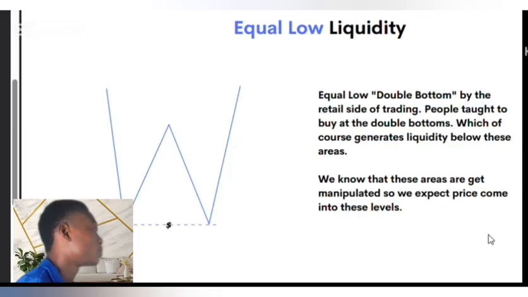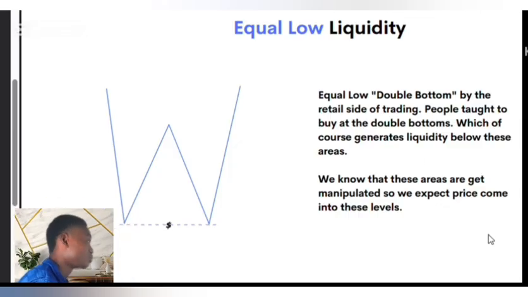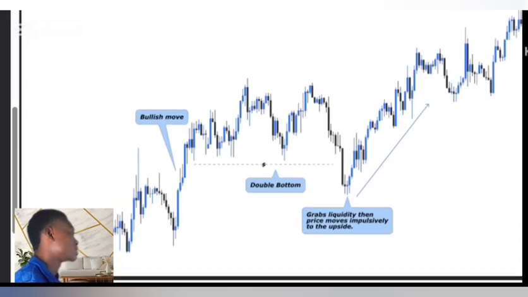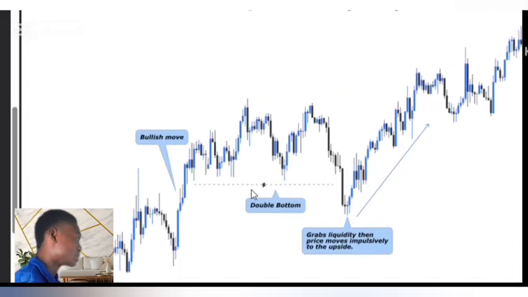Equal low, double bottom. On the retail side of trading, people are taught to buy at the double bottom, which of course generates liquidity below this area. We know that this area gets manipulated, so we expect price to come into this level. This is the chart example. You can see the liquidity right here, the equal lows, then price grabs liquidity to the downside before pushing up, showing a nice push to the upside.